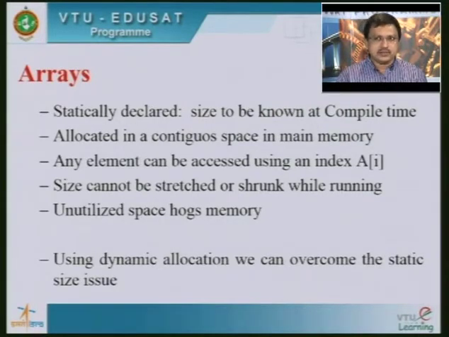So, quickly we will see one data structure that you have already seen: arrays. We will quickly see the limitations of that, and then jump into the other data structures. It is statically declared, with size known at compile time, and allocated in a contiguous space in main memory. That is its huge advantage, because with contiguous allocation, any element can be accessed using an index, typically a[i]. The size cannot be stretched or shrunk while running. That is the drawback of arrays, and unutilized space in the array goes waste and hogs the memory.